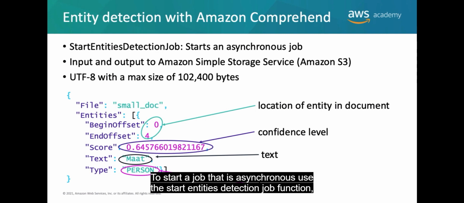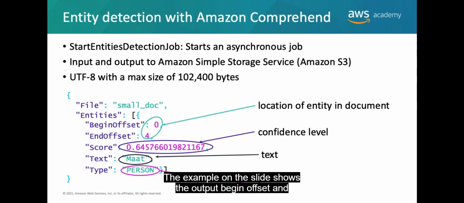To start a job that is asynchronous, use the StartEntitiesDetectionJob function. To manage your jobs, use the function for listing called ListEntitiesDetectionJobs, and for describing called DescribeEntitiesDetectionJob. Once the job is complete, the results are output to the S3 bucket you specified. The example on the slide shows the output.